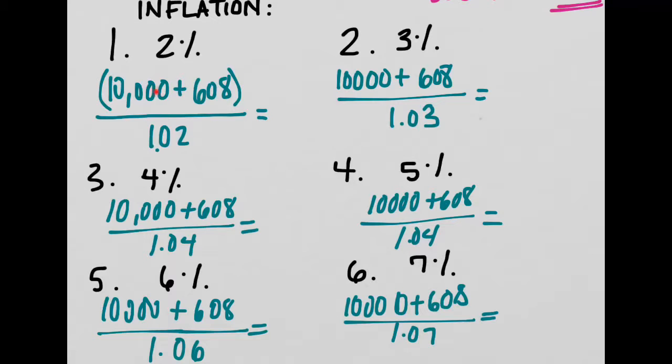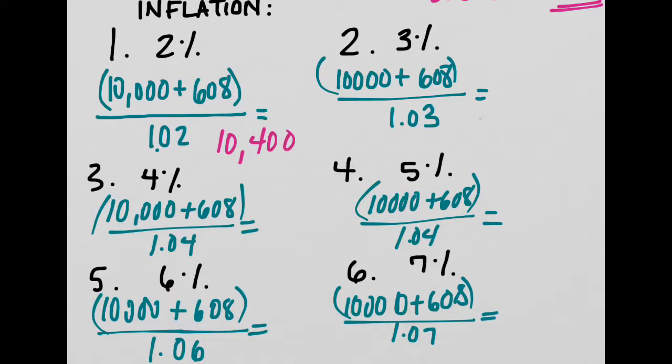We're going to add those two together. I wrote it out every time, but you're going to do the same thing. I guess I should have parentheses around all of these. You have to add that first before you can divide. So you're going to take that 10,608 and divide it by 1.02. So we are going to get $10,400. If there's a 2% inflation rate, this is what we can expect to have as a real return.